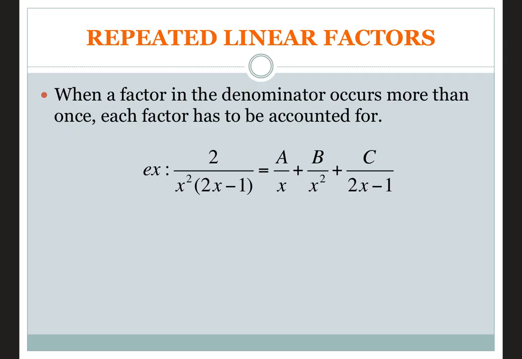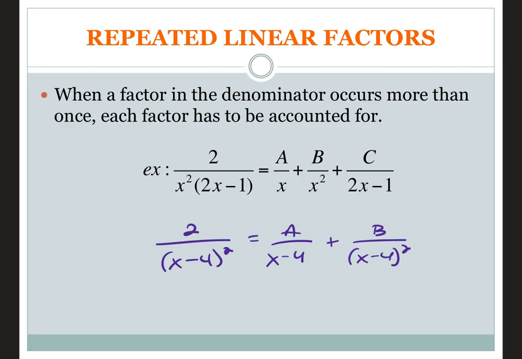If it was 2 over x minus 4 squared, x minus 4 is the repeated factor. So I would have to say this is A over x minus 4 plus B over x minus 4 squared. So if it was to the third, it'd be an A over an x minus 4, a B over an x minus 4 squared, a C over an x minus 4 to the third, okay? So each factor has to be accounted for. We got to work our way up to the exponent.